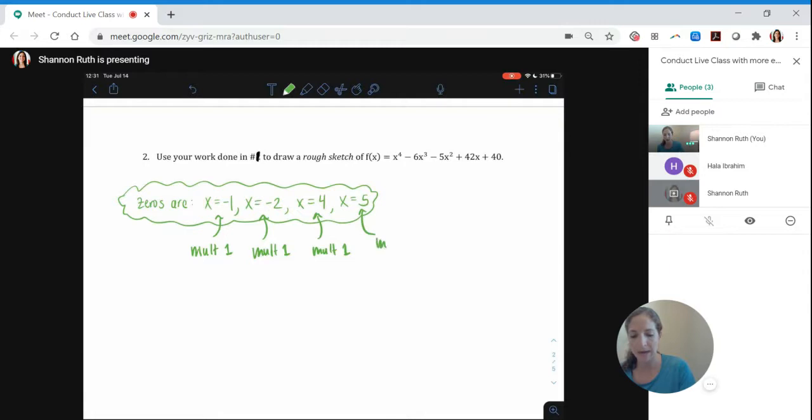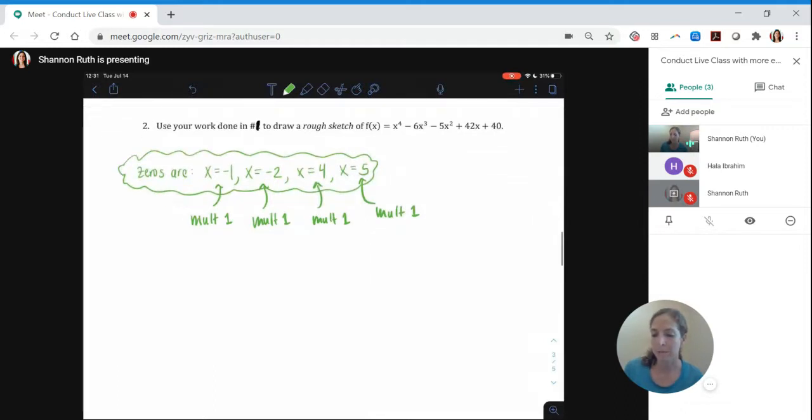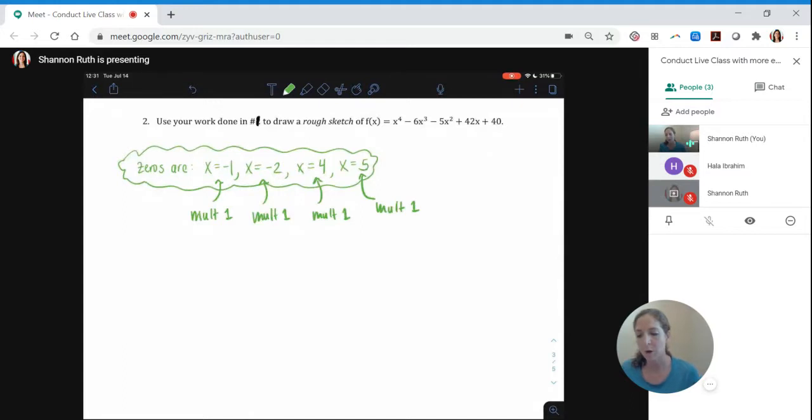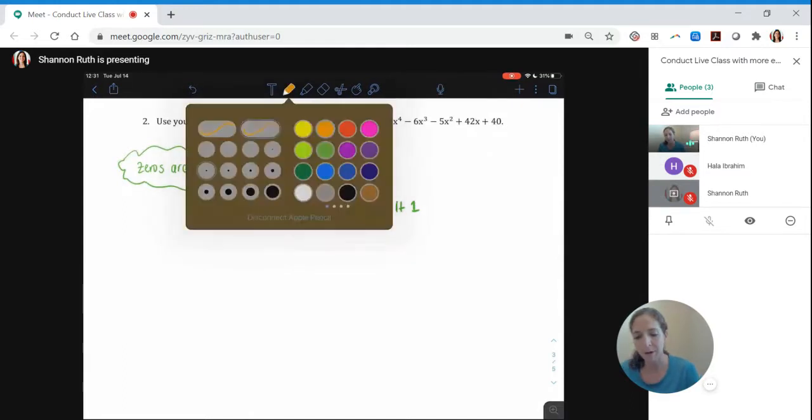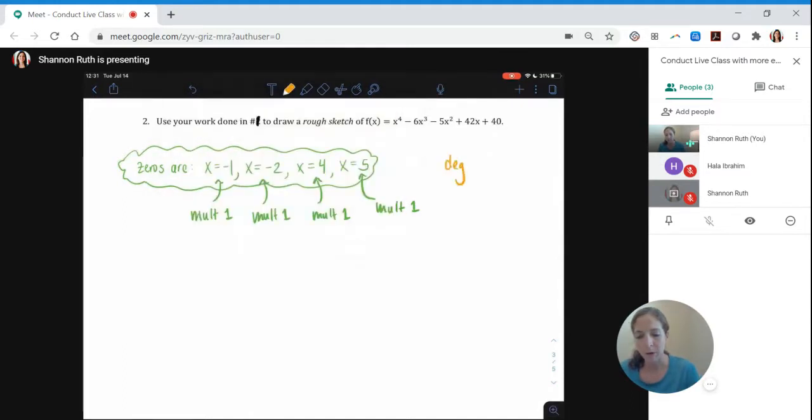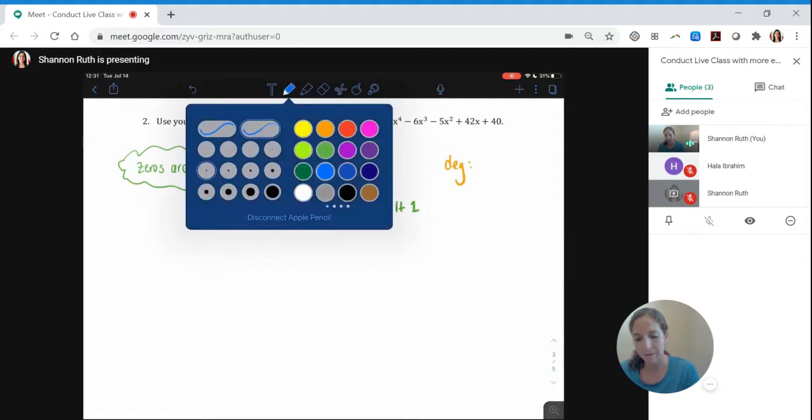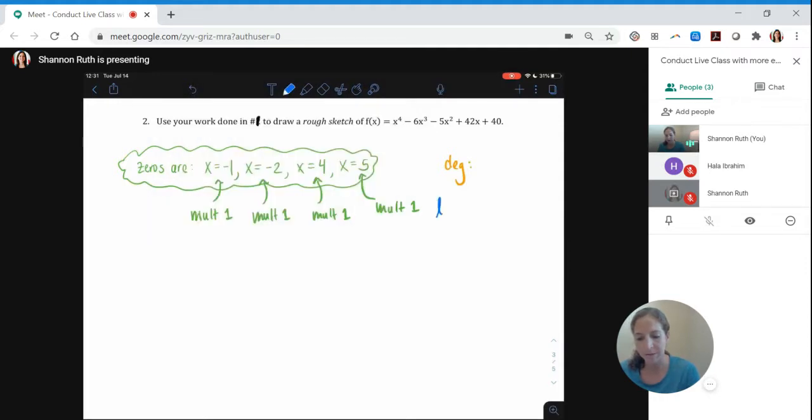We won't bounce because they all have an odd multiplicity. The other thing that I'm going to need to pick your brains about before drawing the sketch is, what do we know about the degree of the polynomial? And what do we know about the end behavior? Sorry, the leading coefficient. Because those two values will determine the end behavior.